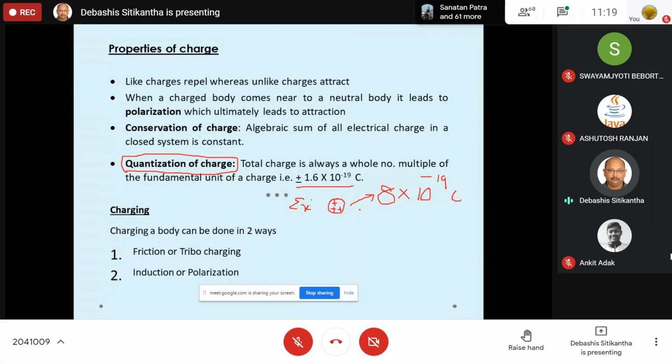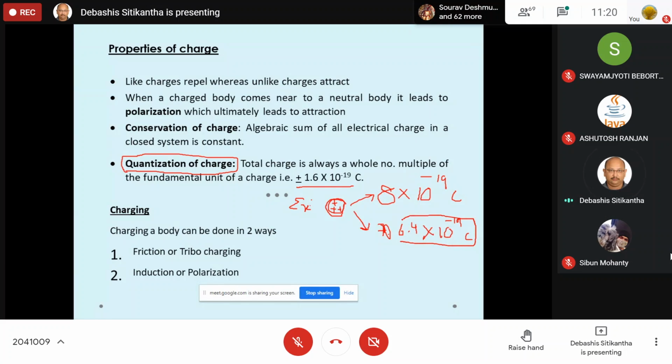And suppose I give this problem to another section student, and they say, sir, it is containing 6.4 into 10 to the power minus 19 coulomb. Now, can anybody tell me out of these two answers, which one is the correct one? Yes, anybody? I have given two section students. Suppose your section is 009. Second one, sir. So the second one is the correct one.